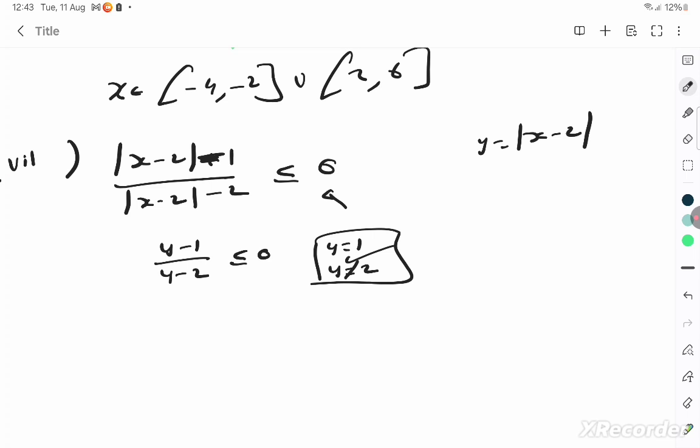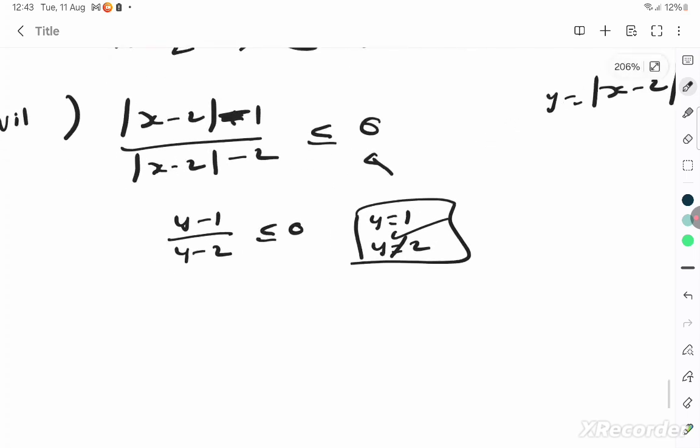But if this is less than 0, it has to be negative. For this function to be negative, you can consider various cases: the numerator is negative and the denominator is positive, or the denominator is negative and the numerator is positive. That's when it will be negative, otherwise it will not be. I'm going to analyze for that condition, okay?